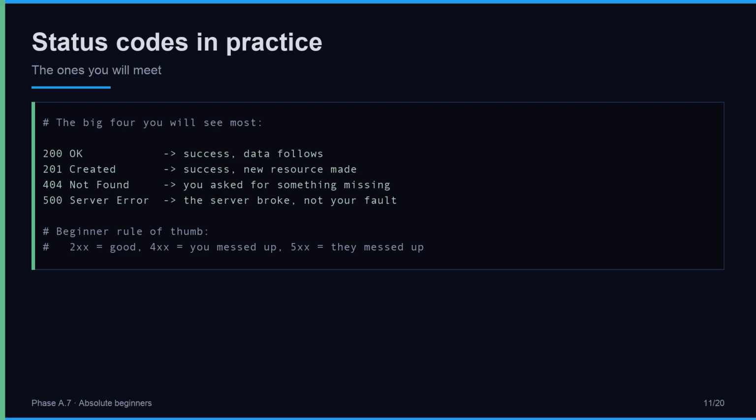A simple rule of thumb, 200 codes are good, 400 codes mean you made a mistake, 500 codes mean the server made a mistake. When you write Python later, you will check the status code before trusting the data. Good, your fault, their fault.